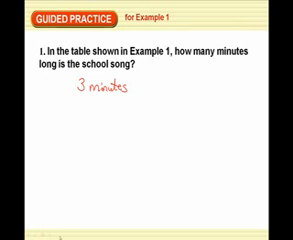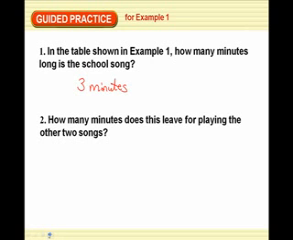So let's go to the next question. How many minutes does this leave for playing the other 2 songs? Well, remember in the given information we have 14 minutes to play, so 14 minus 3 is 11 minutes. Okay, so you're writing, this is the guided practice numbers 1 and number 2. So you're writing down these answers with me.